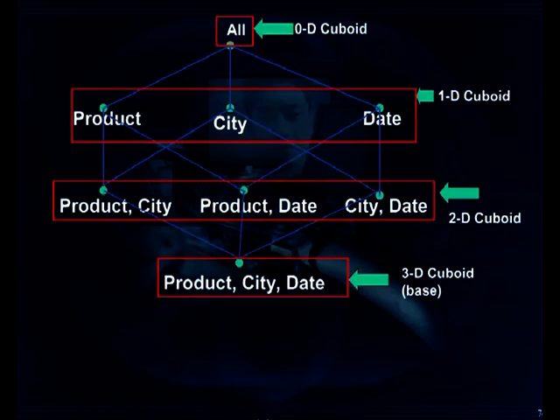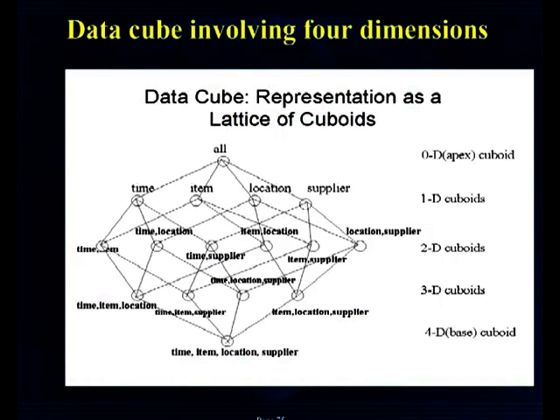So in a nutshell, you can say that a data cube is nothing but a lattice. The next slide shows one more extension of this three-dimensional data cube by incorporating one more dimension called supplier. So if I add another dimension supplier, we will have 2 to the power of 4, that is 16 cuboids.